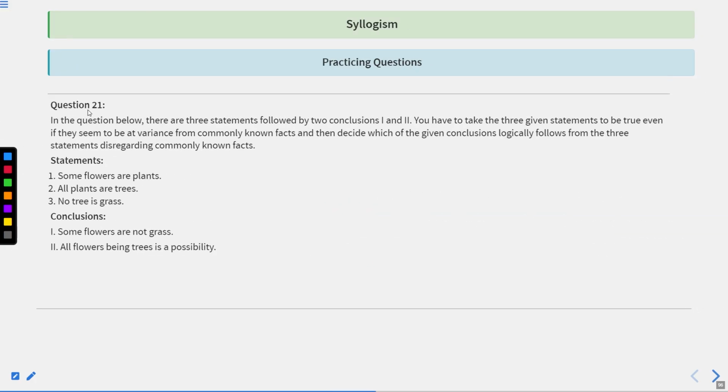This is question number 21, the last question for today, which suggests that some flowers are plants, all plants are trees, no tree is grass. Some flowers are plants, all plants are trees, and no tree is grass. Based on this statement, you will have to draw the Venn diagram. Your time starts now.